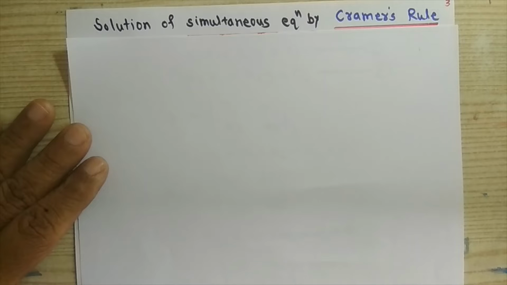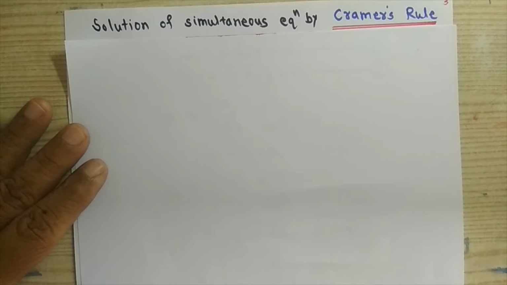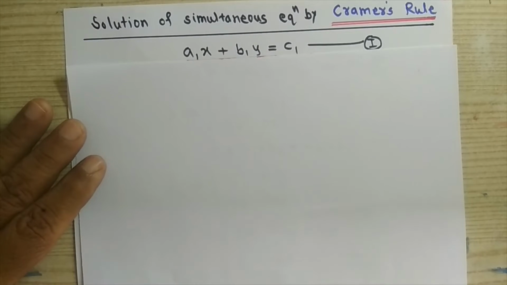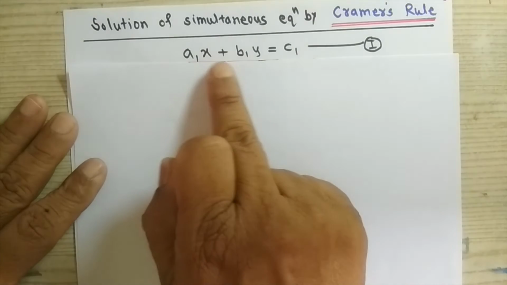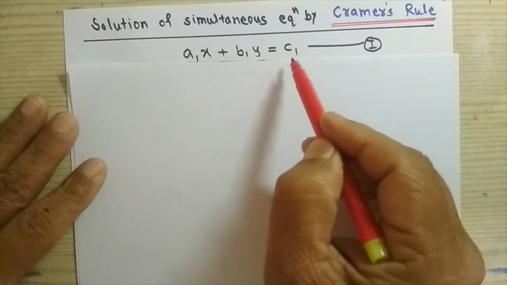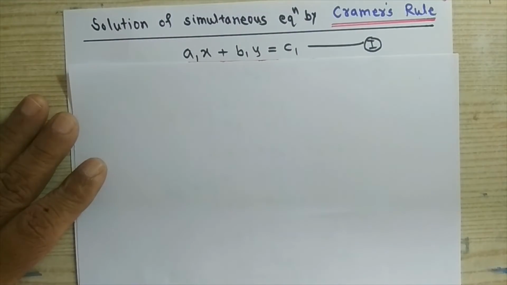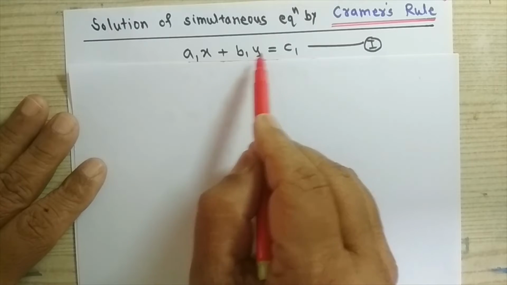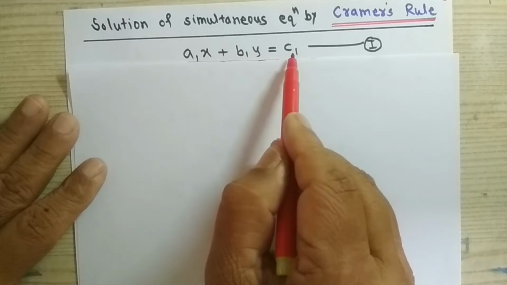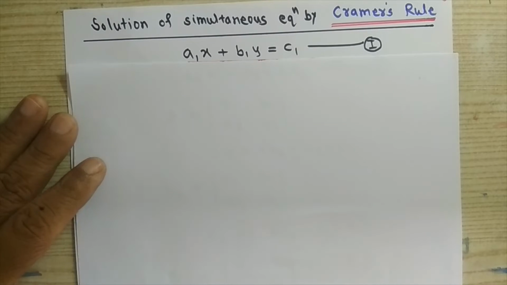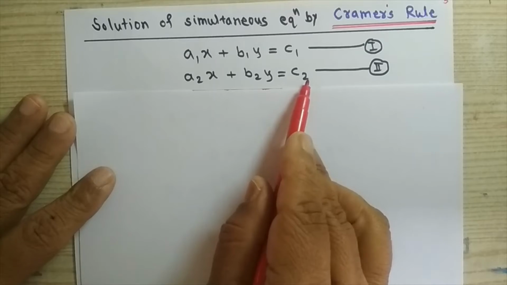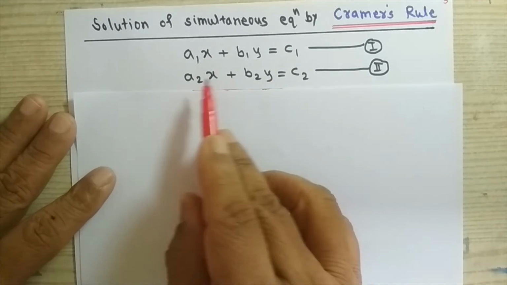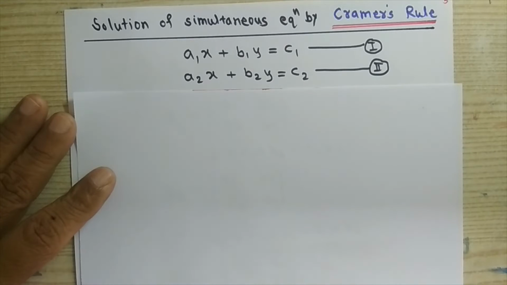Whichever variable is given to us, we can easily calculate the value for that one. We have to take here one example in terms of variables. a1x plus b1y is equal to c1. This is the first equation where x and y are the variables, a1, b1 and c1 are real numbers. Another equation, a2x plus b2y is equal to c2. In this case, x and y are the variables, a2, b2 and c2 are the real numbers.